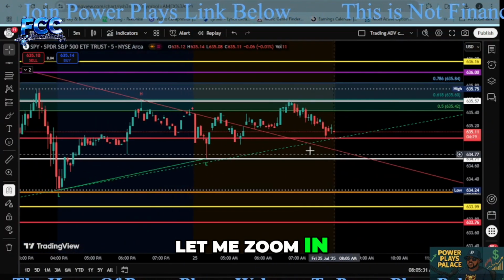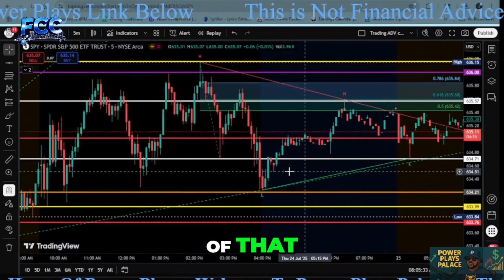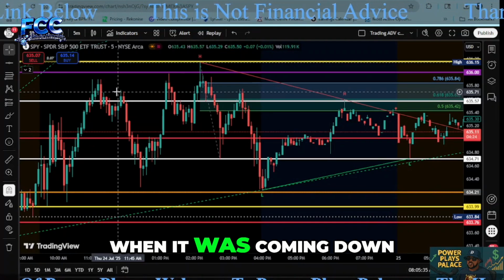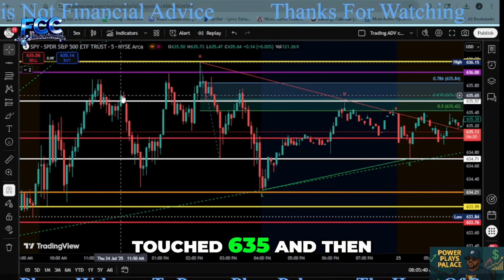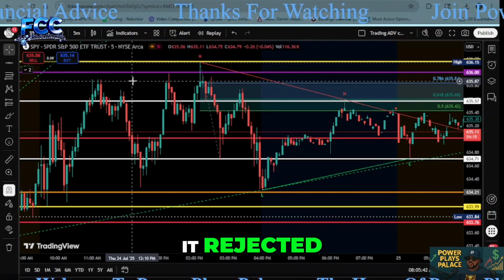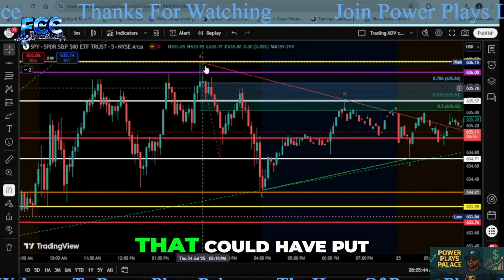Let me zoom in. You could have done some quick scalping off of that when it was coming down, right here in this area. 635 came up, touched 635, and then it rejected. That could have been a good play down.